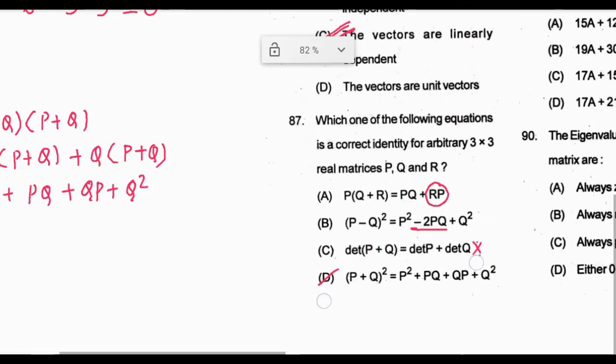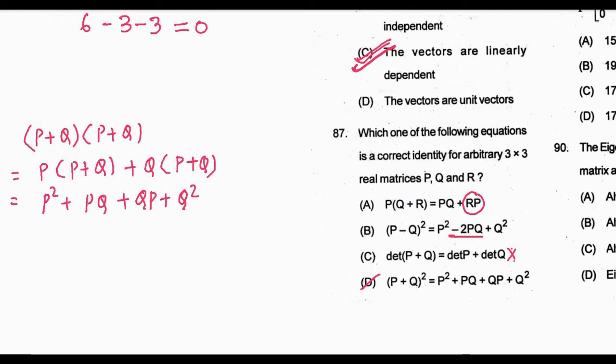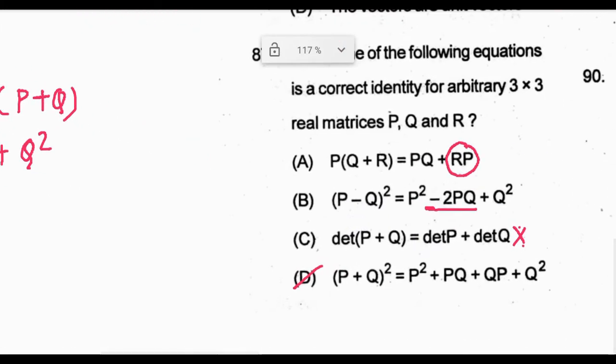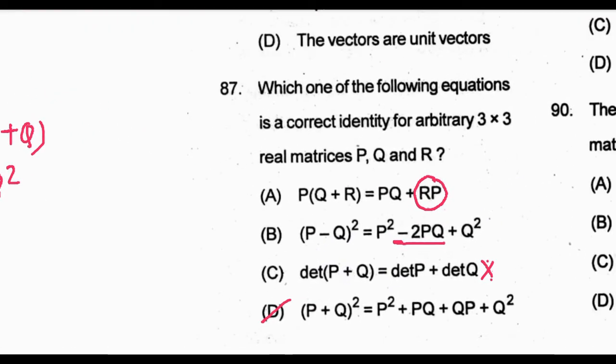Next question is, which one of the following equations is a correct identity for arbitrary 3x3 real matrices P, Q and R? Here are the three 3x3 matrices, and we have to find out which of the following is correct. Here this is the distributive property, P into Q plus P into R. It should be P into R, but what is given is R into P. So this is not correct.